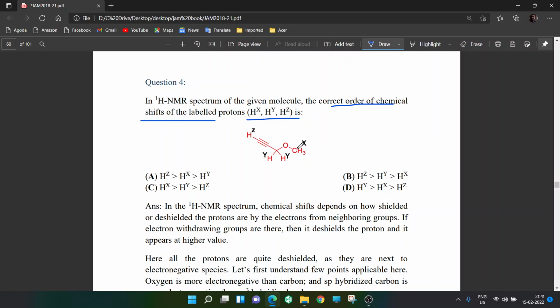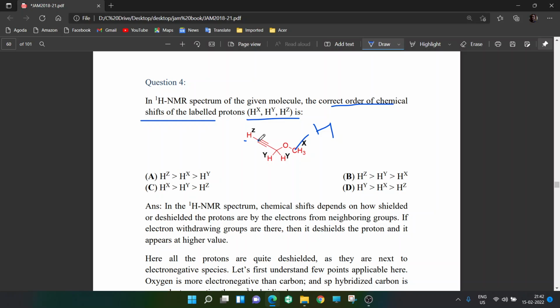Now let us look at this. It is like CH3 here, and here CH2 is there, and here this is there. Please understand, all of them are quite deshielded. Here the proton is attached to a carbon which is sp hybridized. An sp hybridized carbon is more electronegative than sp2, which in turn is more electronegative than sp3, because sp means 50% s character, whereas sp3 will have 25% s character.